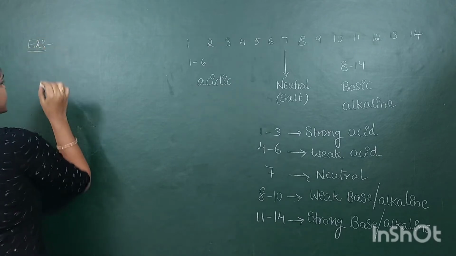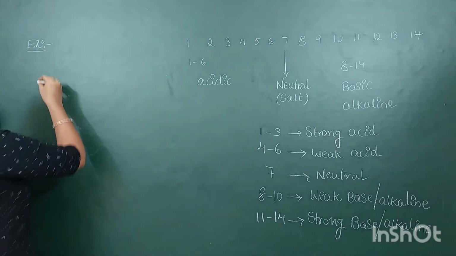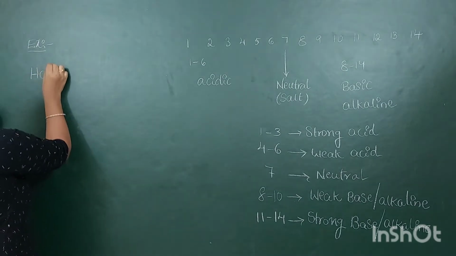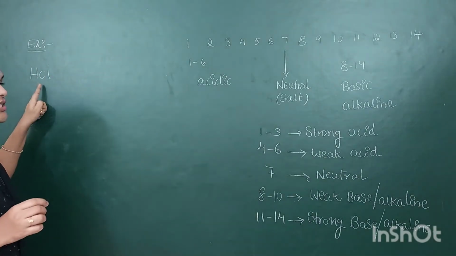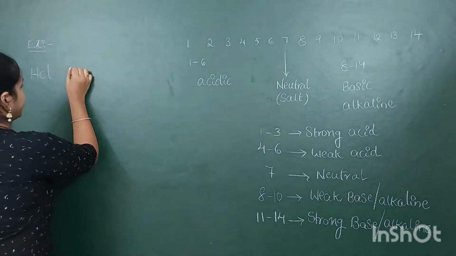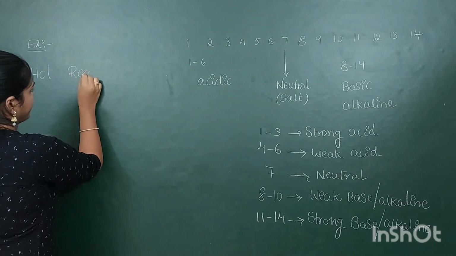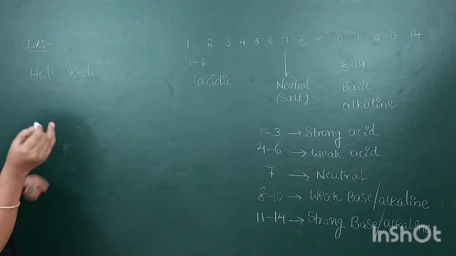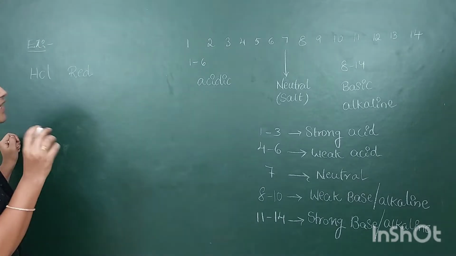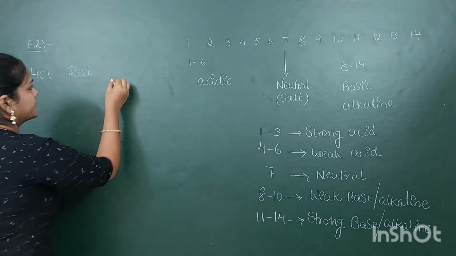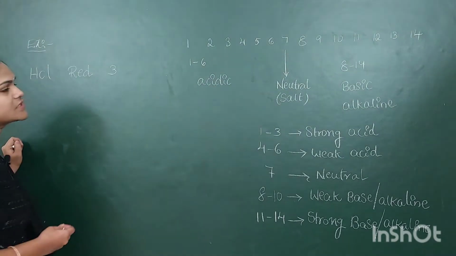So let's see the examples of this. The first example is HCl. HCl will have the color red. The pH value of HCl is 3.